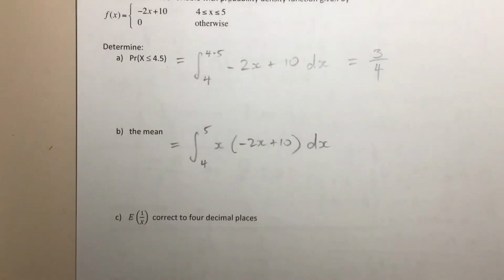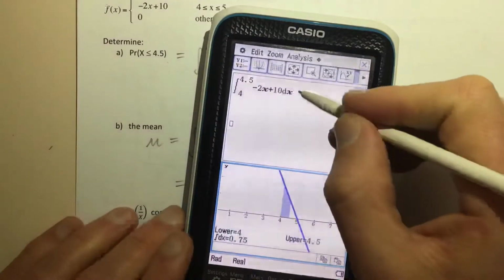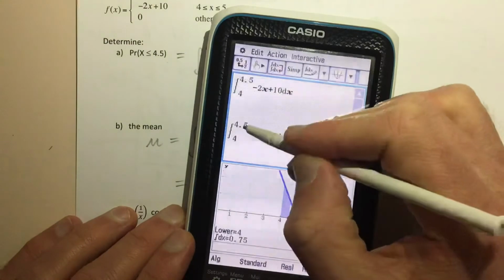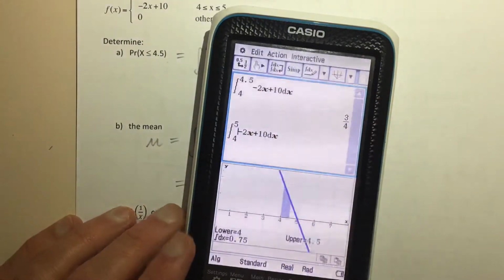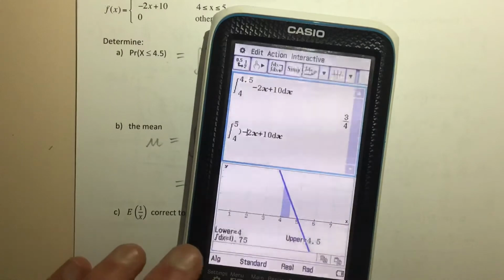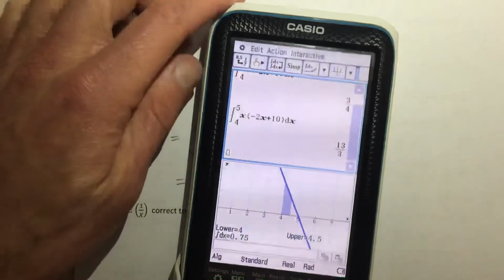We could write mu equals the expected value of x. And that's how we find the mean. What we can actually do here is use a bit of a shortcut. I'm going to copy the previous integral down and change the upper terminal to a 5. I want to multiply the whole function, and it's important that it's the whole function, so use brackets here and put an x in front. And that will give us the expected value of x, which is 13 on 3.